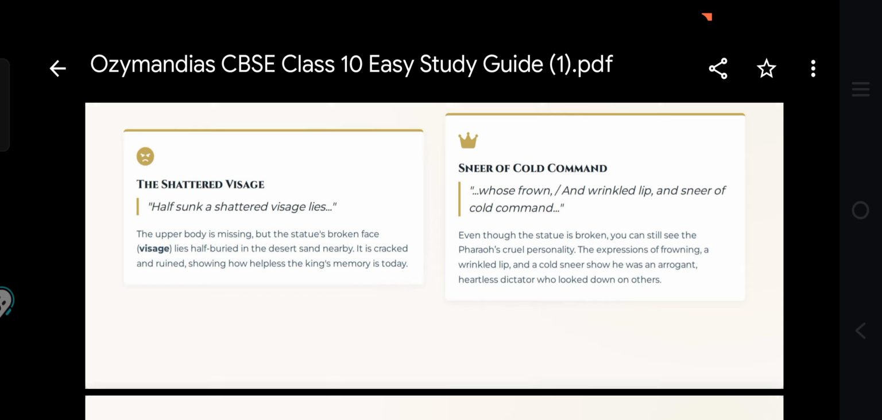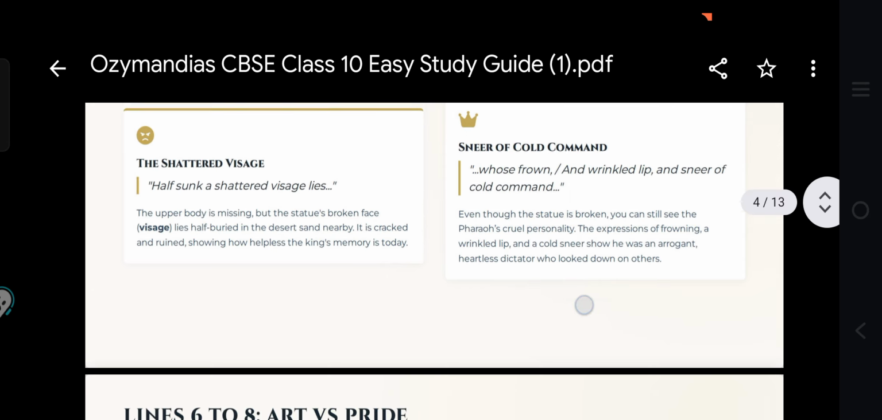Now, through this statue, the pharaoh's cruel personality is depicted. The expressions of frowning, a wrinkled lip, and a cold sneer show that he was an arrogant, heartless dictator who looked down on others.